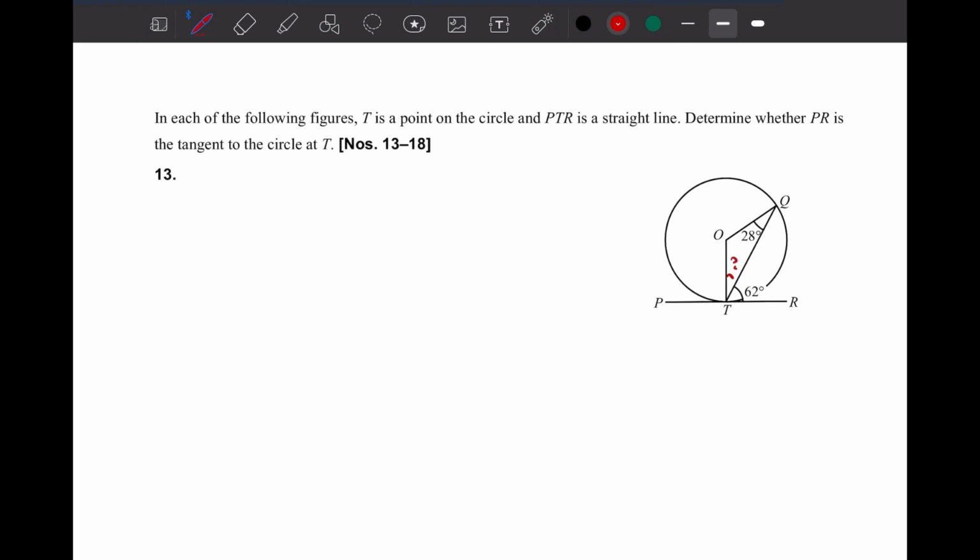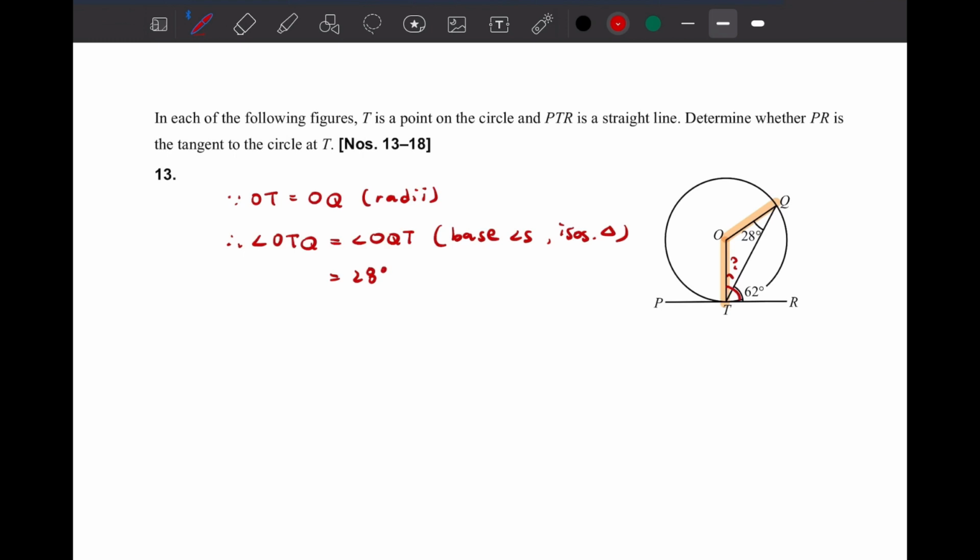So let's see. If we need to prove whether this is 90 degrees, we need to find this angle here. So how do we find that angle there? There isn't a lot of information, but again, this is a circle. So these two lines here are the radius. And because OT and OQ equal each other because they are radius, therefore the base angles are equal. So base angles, isosceles triangle. And when they're equal, you know they're 28 degrees.